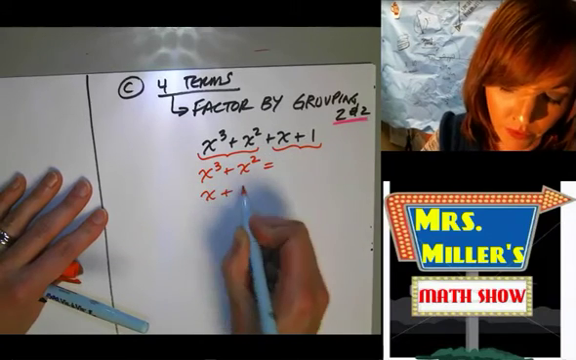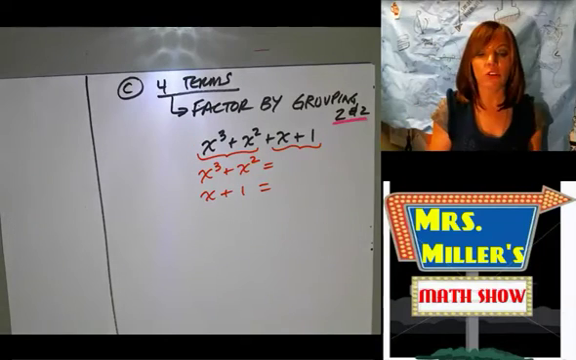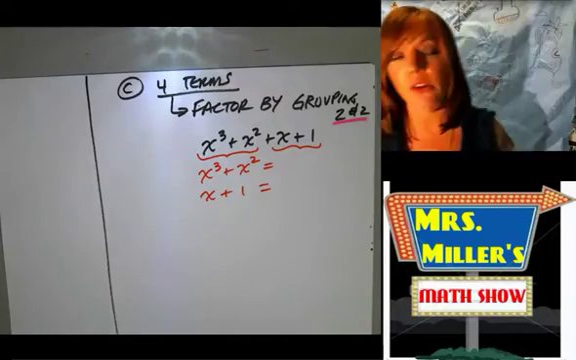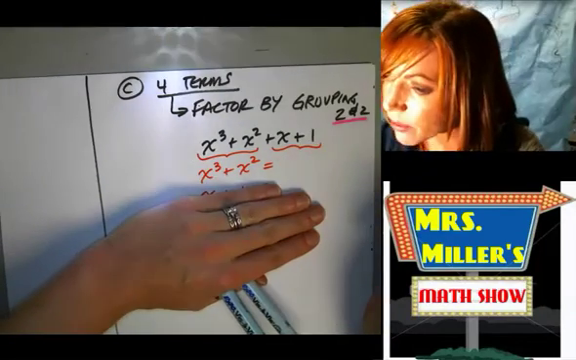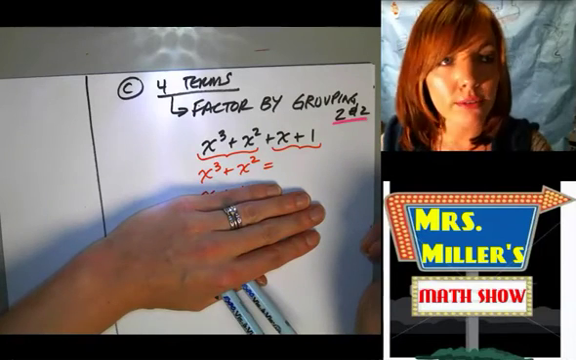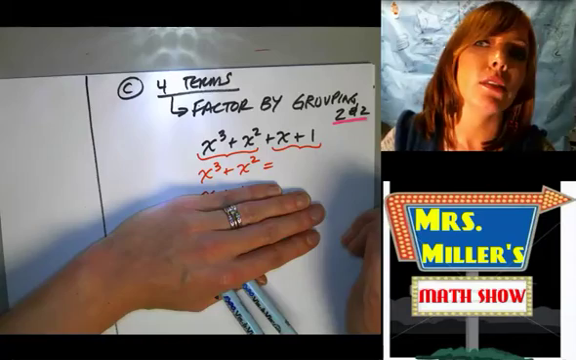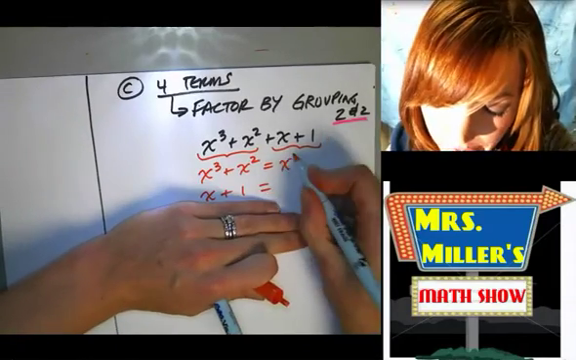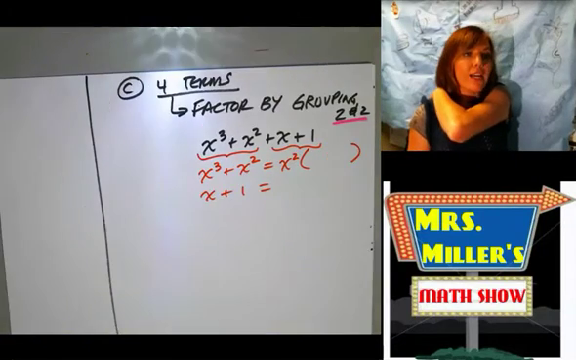Okay, so we factor them separately. We factor the first two terms together, find the greatest common factor, and then we factor the second ones together and see what the greatest common factor is. So if we're just looking at x cubed plus x squared, what can I factor out? Olivia. X squared. All right, everybody give it up for Olivia. Okay, what's left in the parentheses when we factor out an x squared?